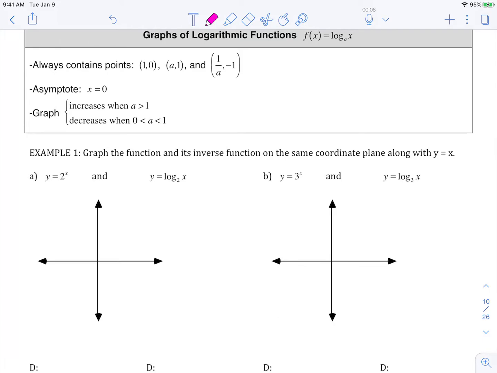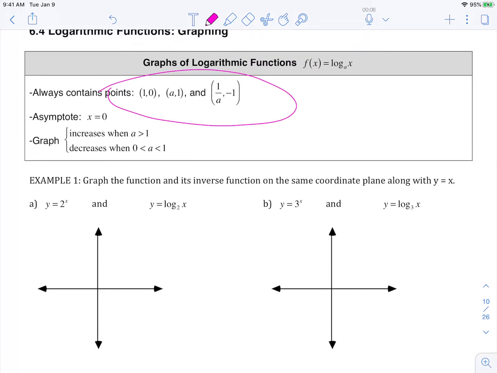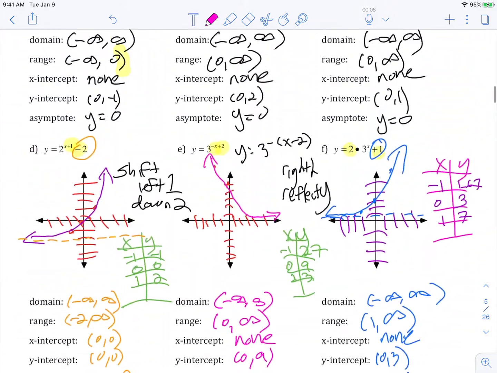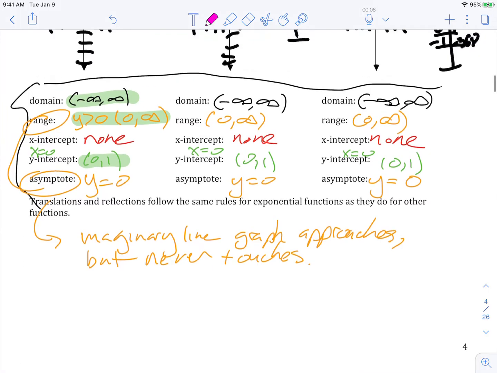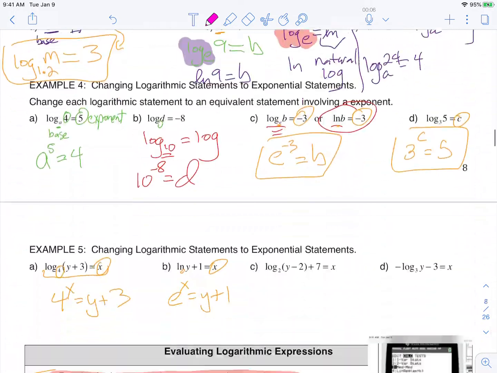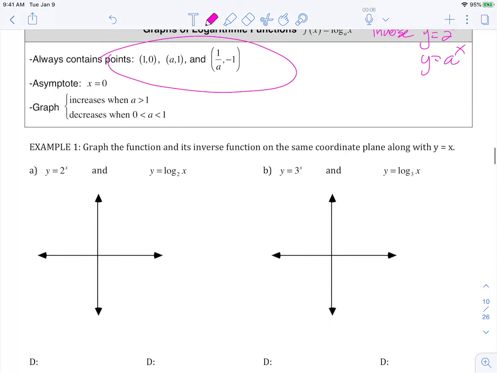So we're not going to graph, although it's good to understand the inverse relationship between logs and exponents. So the inverse is y equals something like 2 to the x, or y equals a to the x. And you'll notice everything's in reverse here. So it's (1, 0), (a, 1), and (1/a, -1), as opposed to everything over here, which is (0, 1), (1, a), and (-1, 1/a). So you see that nice inverse relationship between logarithms and exponents.